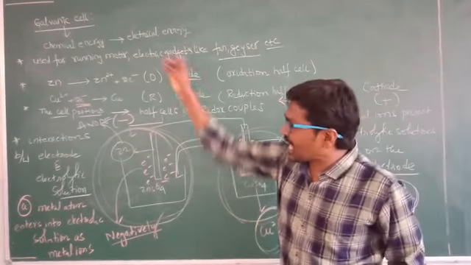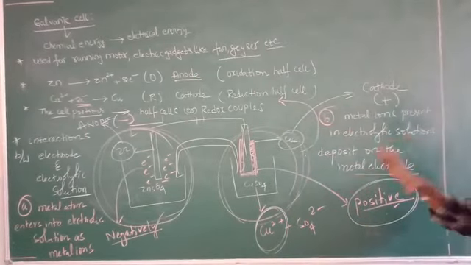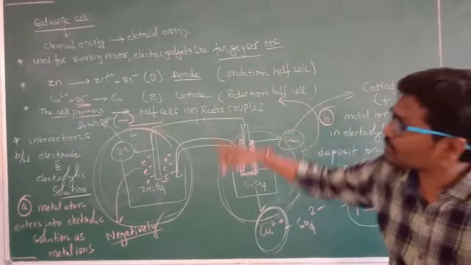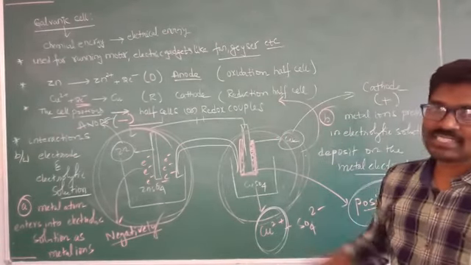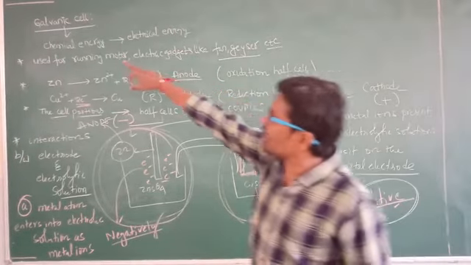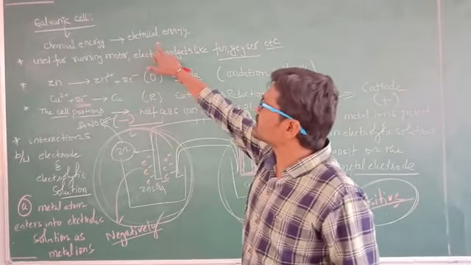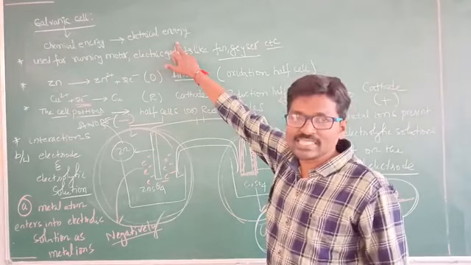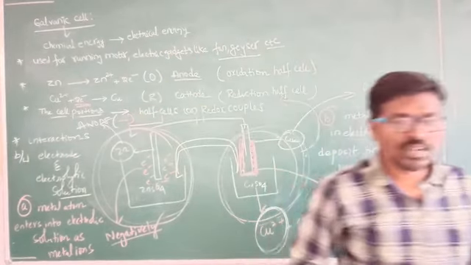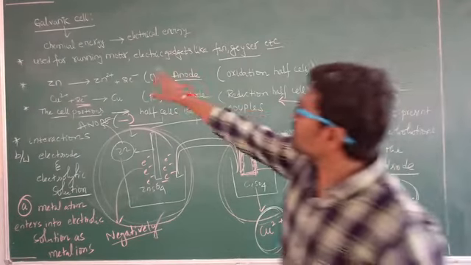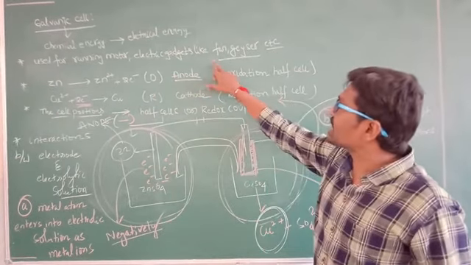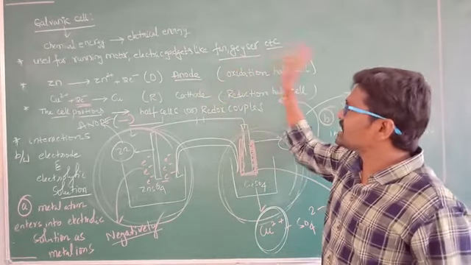Now in that galvanic cell, these are the points you have to remember. I will repeat once again. That is galvanic cell. In galvanic cell, chemical energy is converted into electrical energy. Mostly they are used for running motors, electric gadgets like fan and geyser, etc.